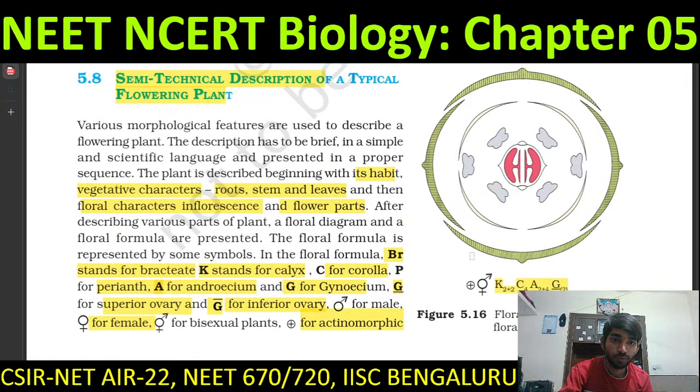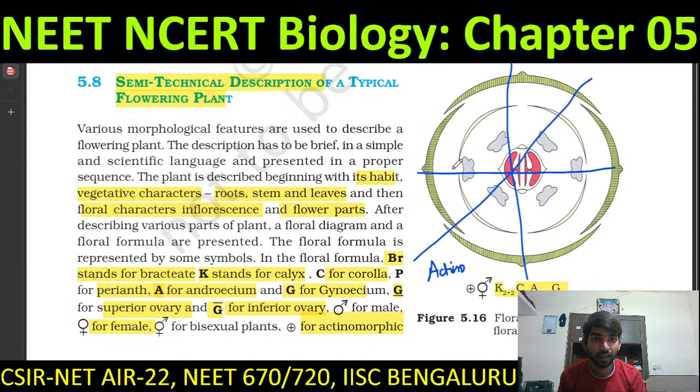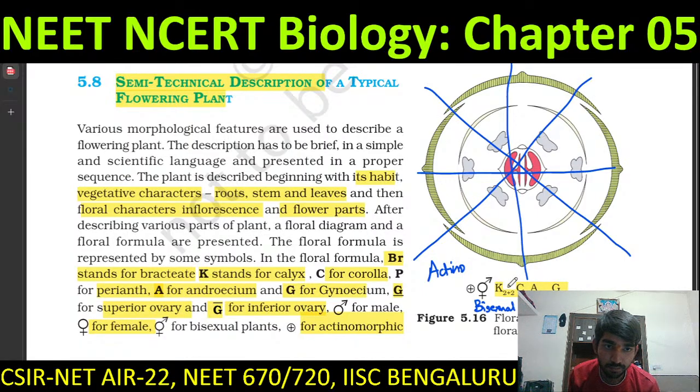First, it is actinomorphic. I'll just write it for you. This is actinomorphic, meaning it is radially symmetrical. As you can see, you can draw any line and this can be divided into equal halves. So this is actinomorphic. Then it is bisexual, so male and female whorls are both present because it has androecium and gynoecium both.